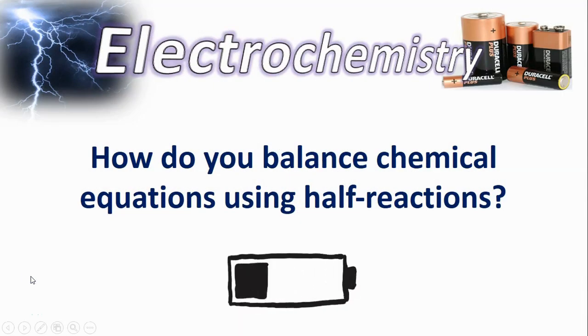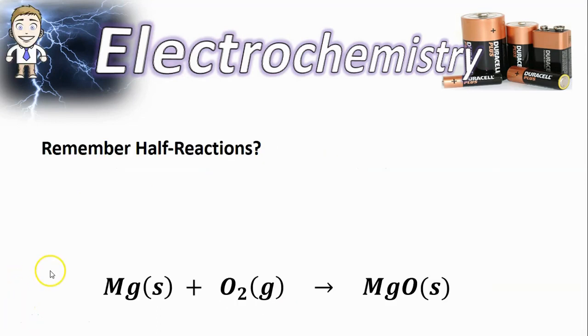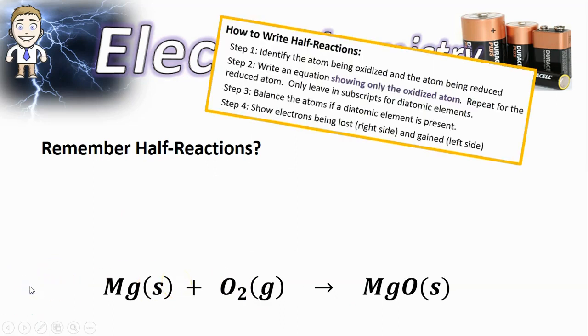Hi everyone, in this video I'll explain how you can balance chemical equations using the half reaction method. So remember, for any redox reaction like this one between magnesium and oxygen, you can write its half reactions by going through the 4 steps listed above.